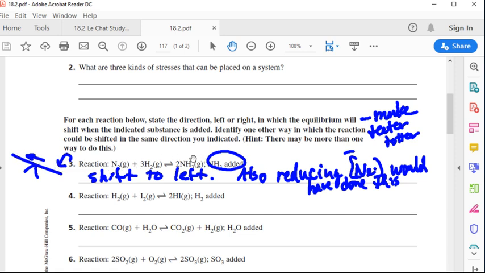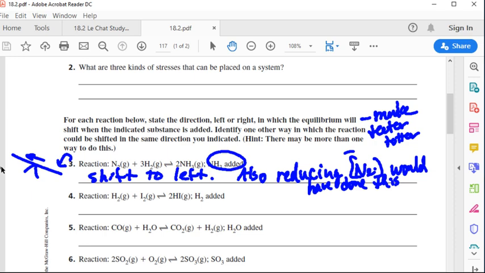So the stress is increased NH3. The response would be to use up the NH3, and then shift to the left by making more reactants and using up the products. So what else could you have done to make it shift to the left?